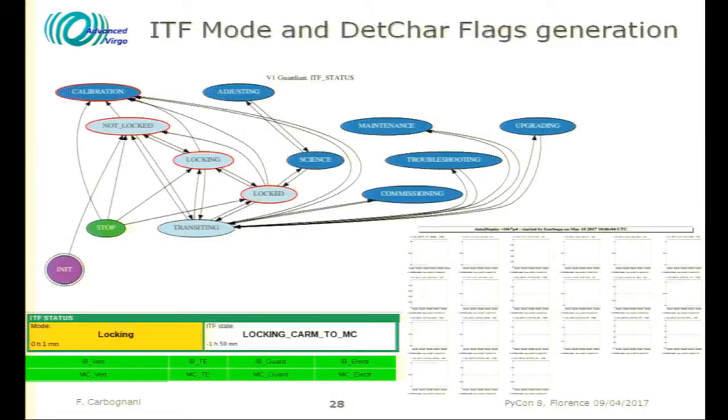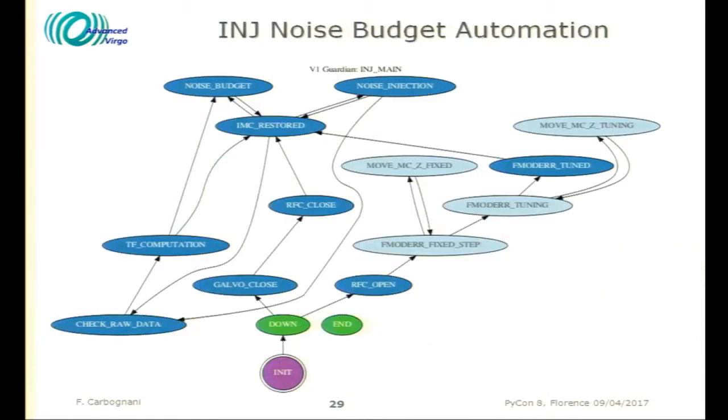Now again, all the automation is linked to a website where you describe the current status of your system. You are saying, okay, we are locking at this stage, and so on. And then you are also providing to the data acquisition. As I was saying before, since we are linked to the data acquisition, we are providing channels that provide the status of your system. This is one state machine that describes what's going on. This is used for generating the noise budget, for example.